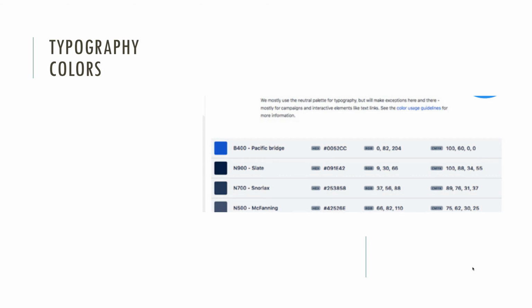You also need to explain the colors that are allowed for typography. And again, hex codes, RGB, and CMYK. And remember that the contrast is very important. People need to be able to read your words, so they need to have a strong contrast from their background.